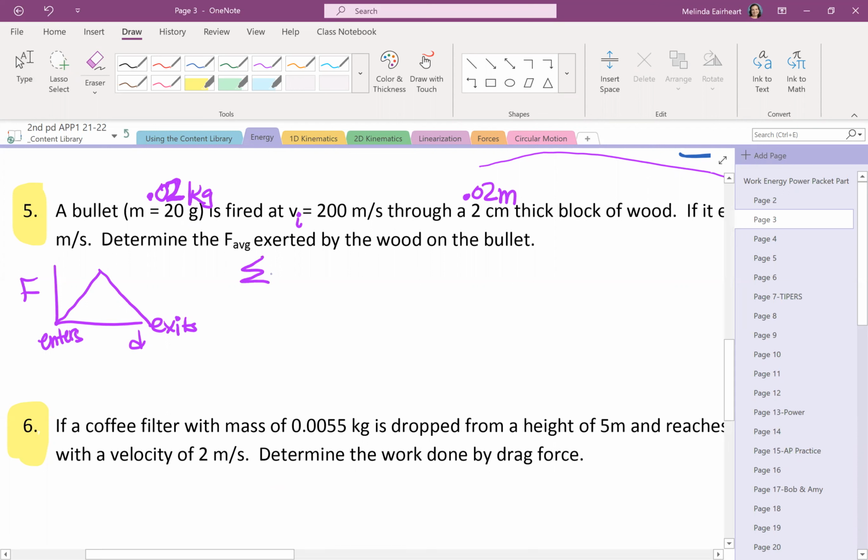As it goes through the wood, it's just the work done by the wood, or you could call that an applied work, which is friction, right? It's slowing it down. So you could actually here say it's going to be negative. The wood is slowing the bullet down. And the work energy theorem says that the net work done by the wood is going to change the KE. And here nobody zeroes out. So final kinetic energy minus the initial kinetic energy.